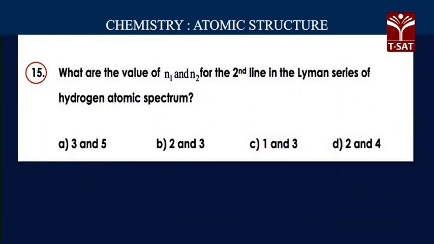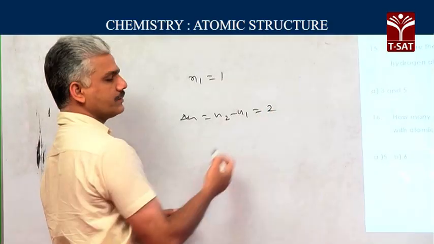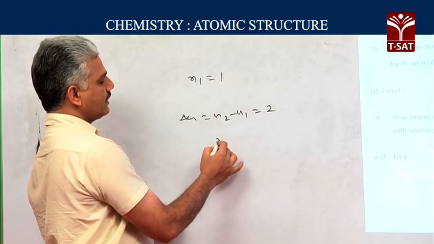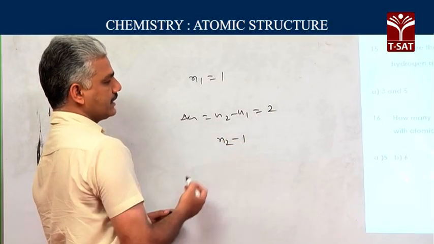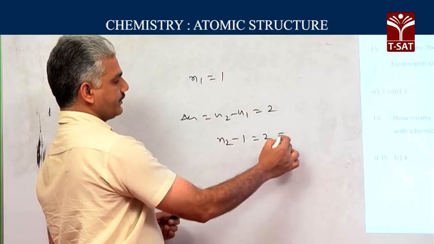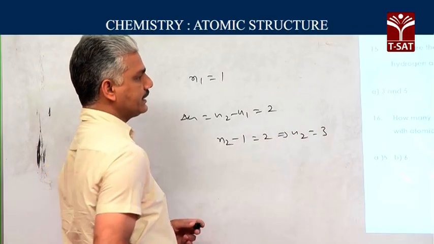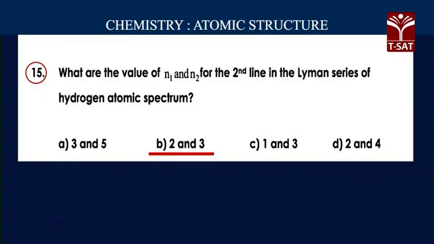Question number 15. What are the values of N1 and N2 for the second line in the Lyman series of hydrogen atomic spectrum? Lyman series means N1 value can be taken as 1. Second line means delta N, that is N2 minus N1, has to be 2. In this relation, N2 value we have to find out. N1 is 1, so N2 minus 1 is equal to 2, that implies N2 is equal to 3. So, answers are 2 and 3, they are present in B.